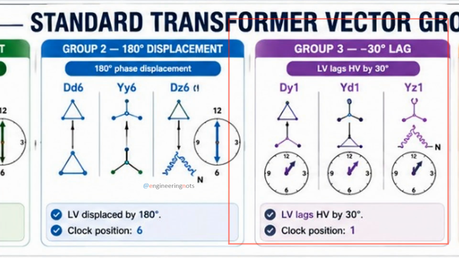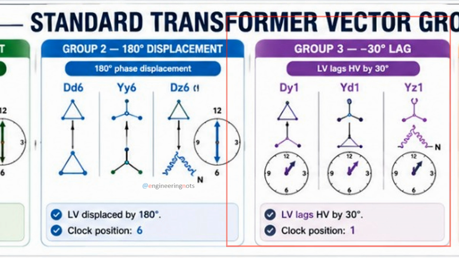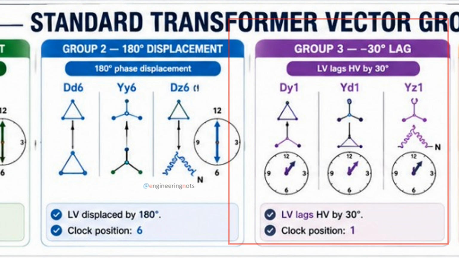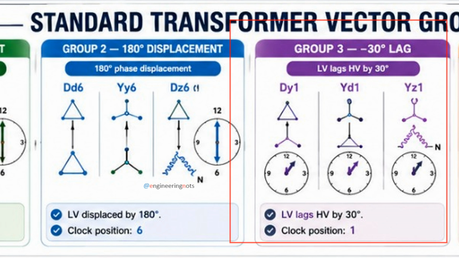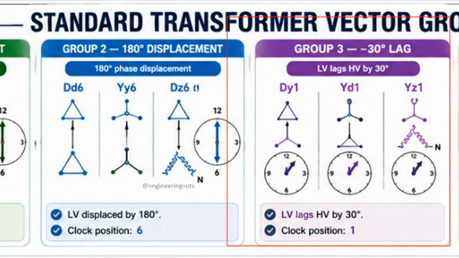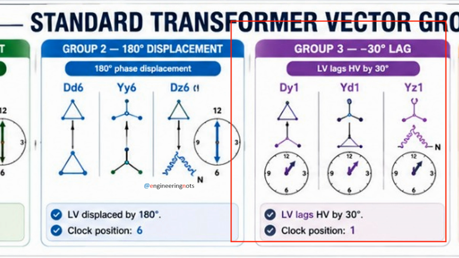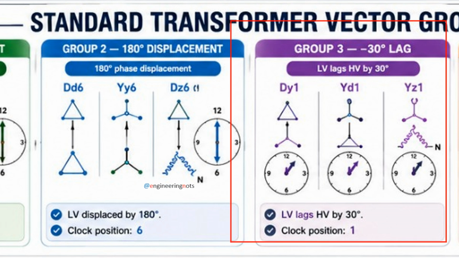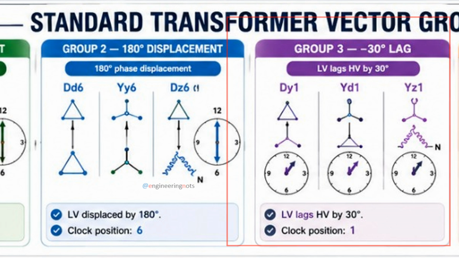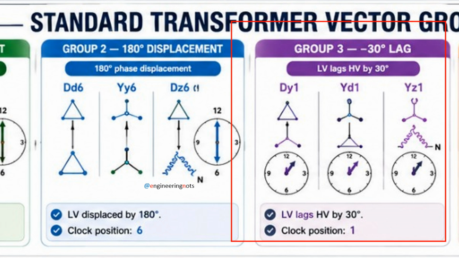Now let's examine group 3. This group has a minus 30-degree phase shift. That means the low voltage side lags the high voltage side by 30 degrees. Notice the word lags. It means the LV voltage reaches the same point slightly later than the HV voltage. Examples include Dy1, Yd1, and Yz1. The clock position is 1 o'clock. 1 hour equals 30 degrees. So the phase shift is 30 degrees.